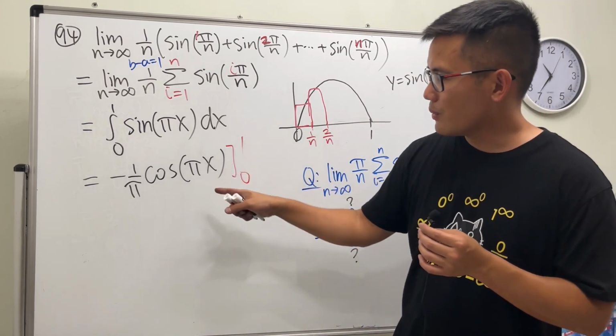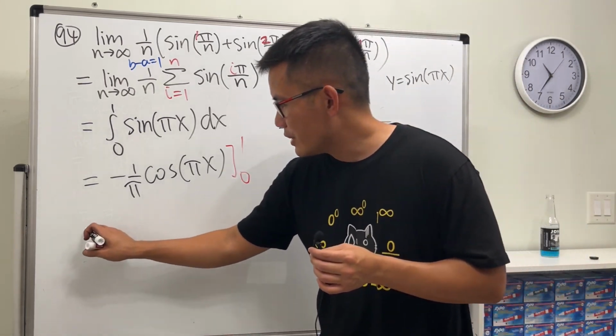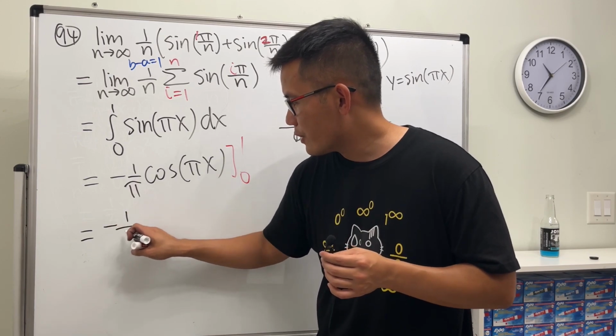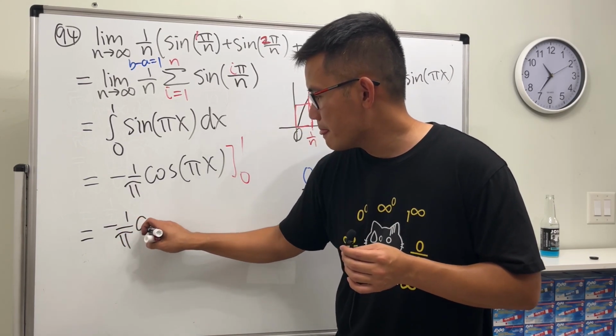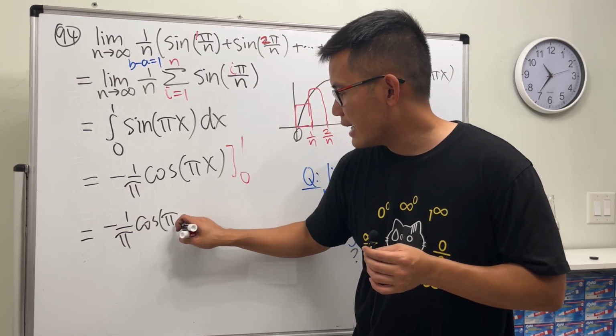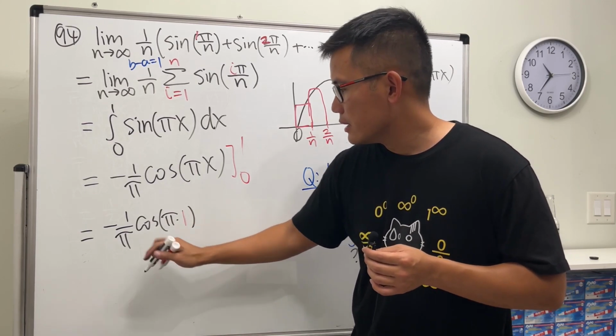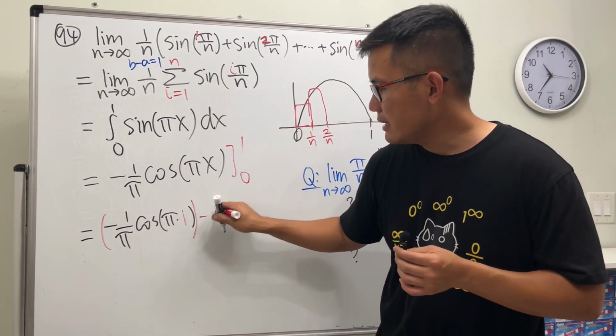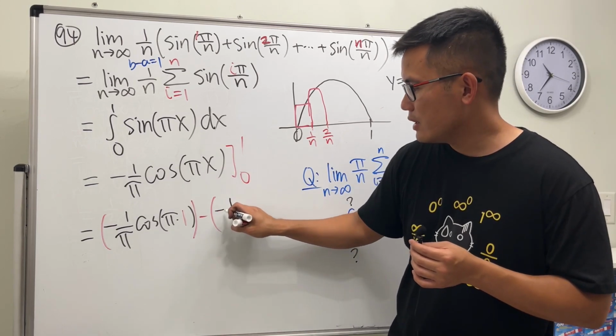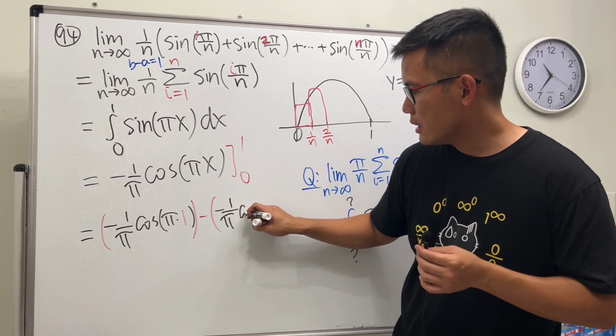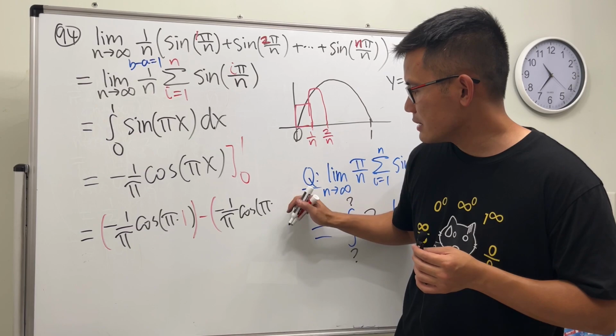Yes, now put a 1, put a 0. So here, be really careful though. 1 over pi, negative 1 over pi, cosine of pi times 1. That's the first part. Minus, put a 0, so we have negative 1 over pi, cosine of pi times 0.